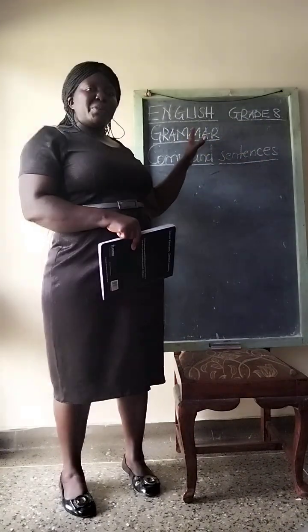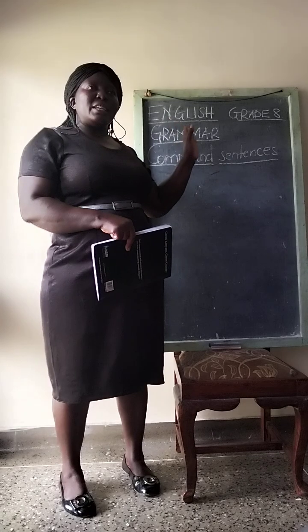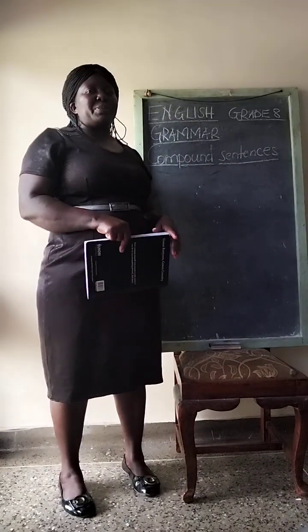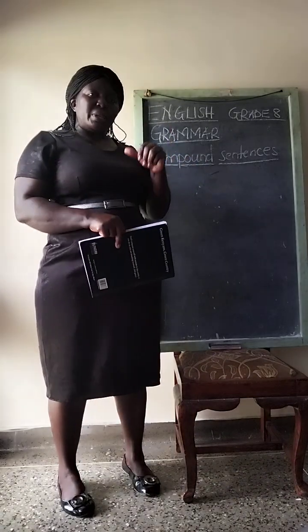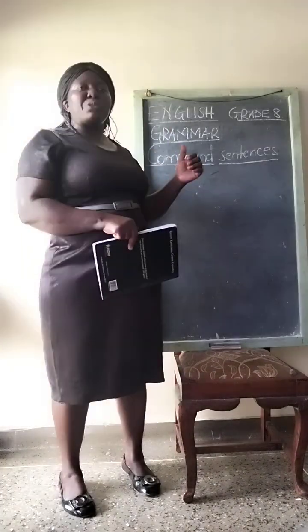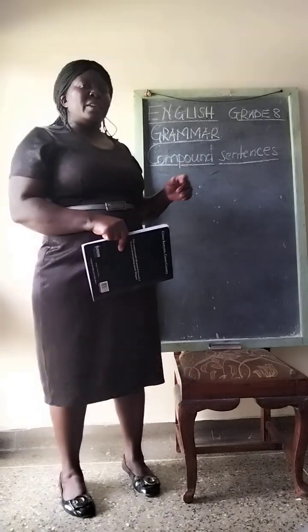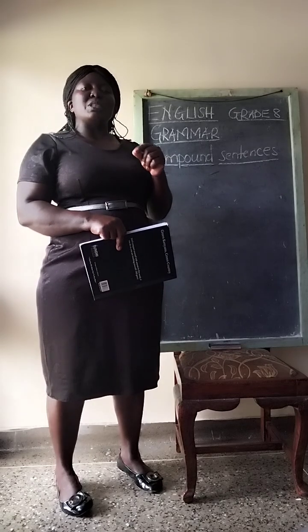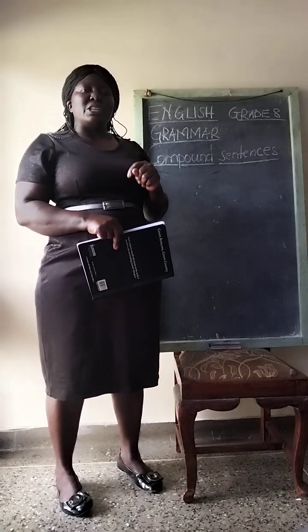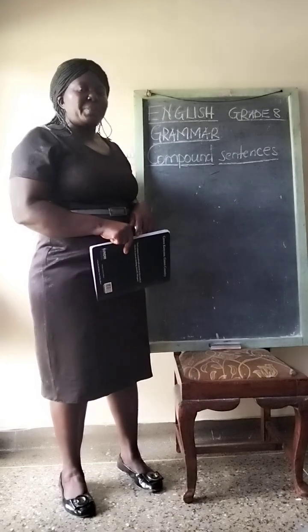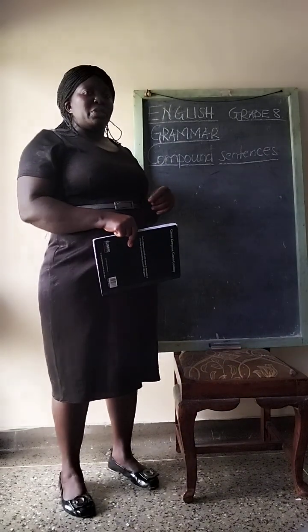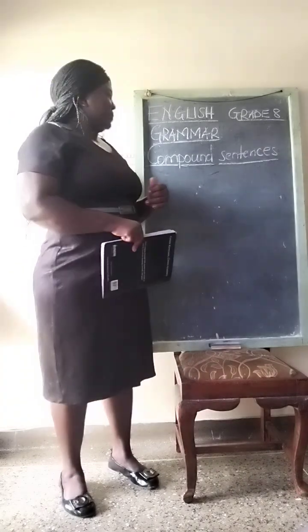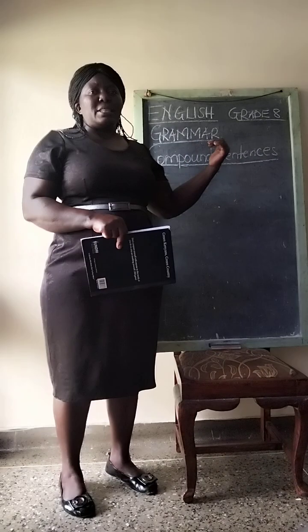Now, before I begin a lesson, I always like to tell you, my learner, what I expect of you by the end of the lesson. By the end of today's lesson, I expect you to be able to identify compound sentences in written texts. Number 2, I also expect you to be able to join two simple sentences together using a conjunction to form a compound sentence. Now, as you begin the lesson, ensure you have your notebook and you listen attentively and you also participate actively. Now, compound sentences.